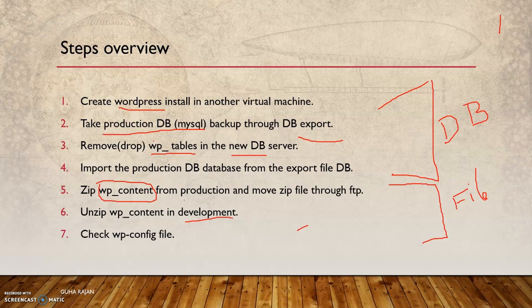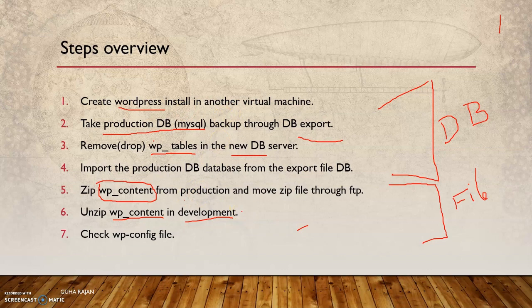Basically the first part is the database part. You have to export from the production instance and import into the development instance after clearing out all the tables. The WP content also, that alone you need to zip from the production environment into the development environment. Prior to doing that, remove all the WP content in the development environment. Once that is done, we have almost the same environment.